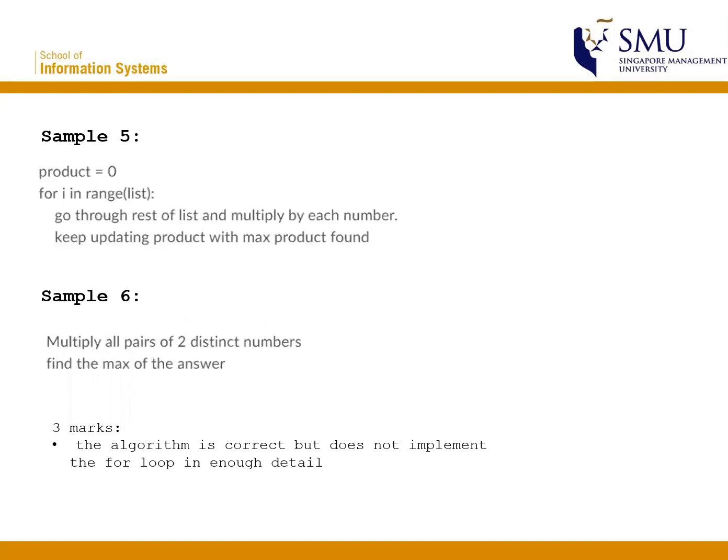And for sample 5 and sample 6, the algorithm seems okay since I think it can really return the right answer. However, the problem is that you have to actually implement the two-layer for loops in more detail instead of just speaking in plain language. So such answers will get 3 marks.